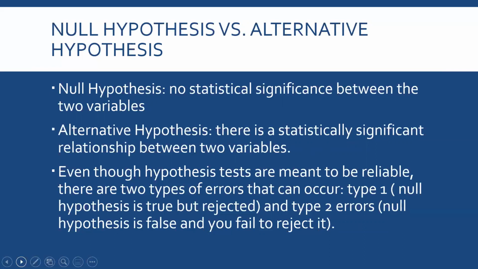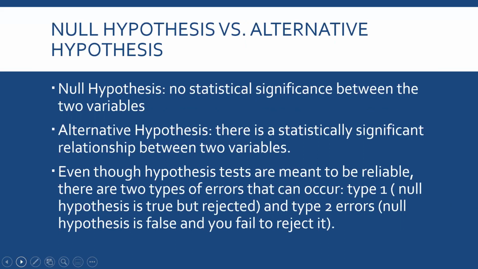The type 1 error is when the null hypothesis is true, but however, you rejected it. You couldn't prove this is true. And this is type 1 error. Type 2 error is when the null hypothesis is false, however, you failed to reject it.